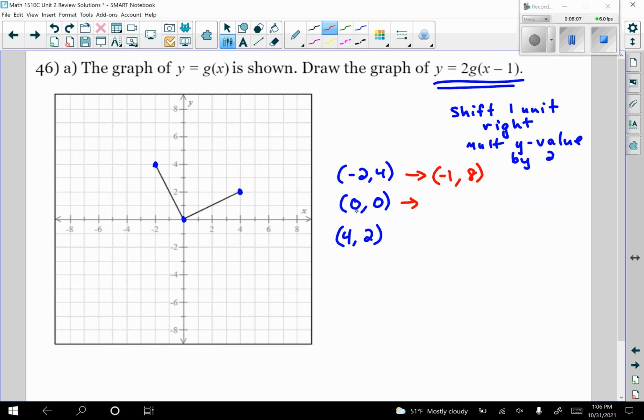Here we're going to shift the x value 1 unit to the right, so it becomes a positive 1, and anything times 0 is 0. Adding 1 onto 4 will give us 5. We double the y value, so we're looking at these values. So we have negative 1, 8, 1, 0, and then 5, 4.